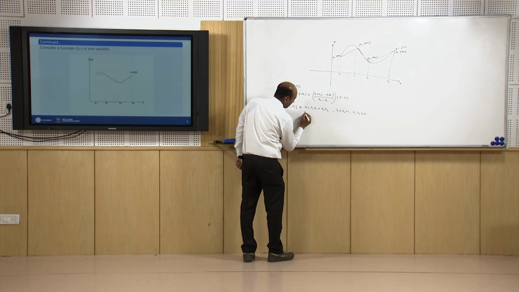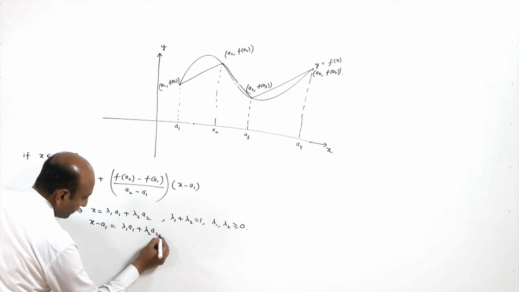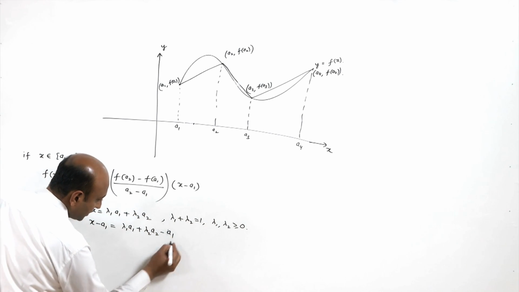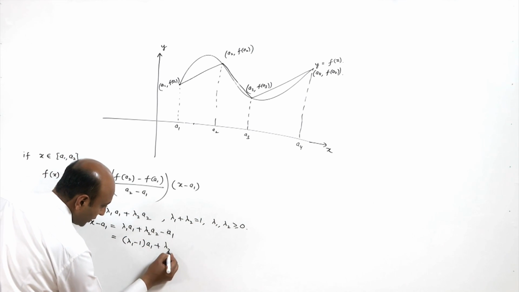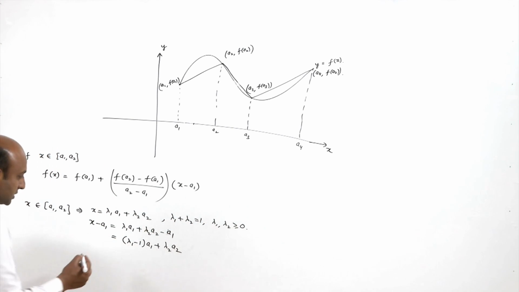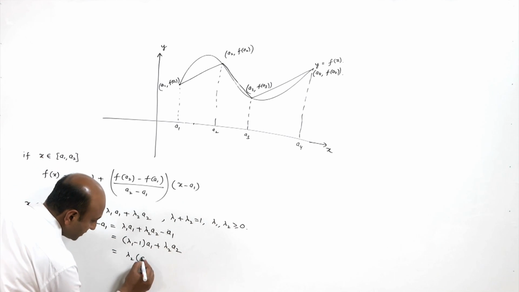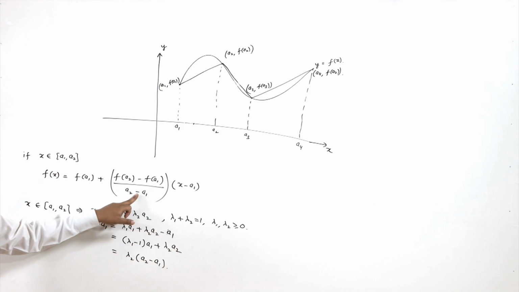Now, what is x minus a1 from here? This implies lambda 1 a1 plus lambda 2 a2 minus a1. So, this will give (lambda 1 minus 1) times a1 plus lambda 2 a2, and lambda 1 minus 1 from here is minus lambda 2. So, this will give lambda 2 times (a2 minus a1). Now, when you substitute this over here, because x minus a1 is this quantity, a2 minus a1 will cancel from the denominator, and lambda 2 will come here.